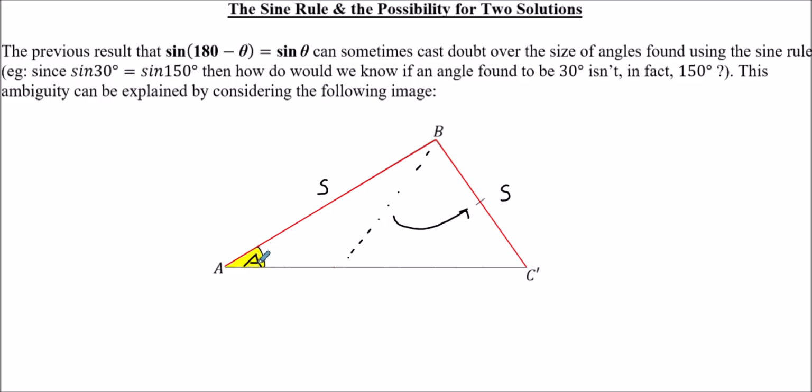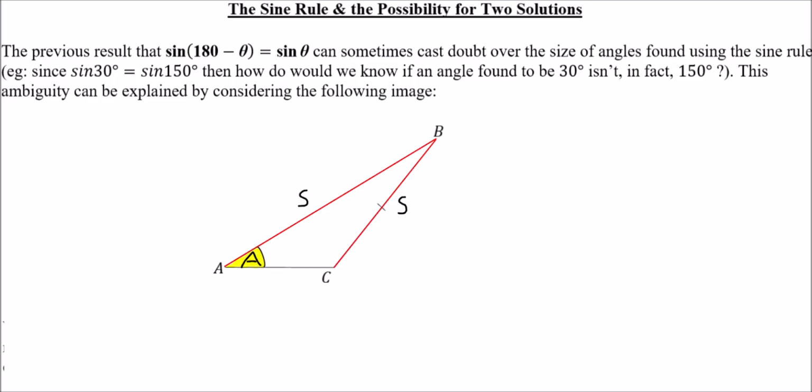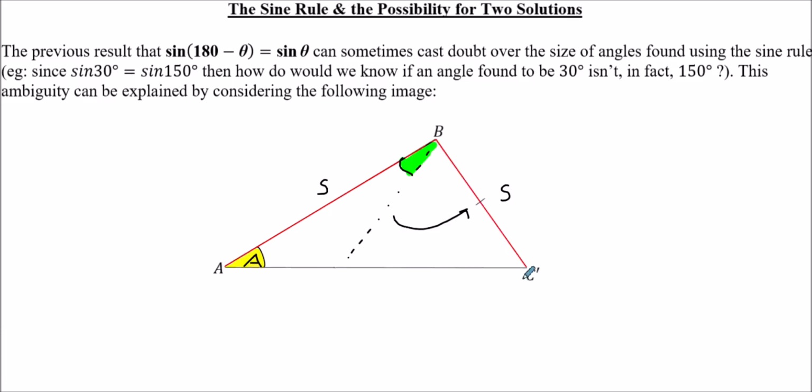So for example, it could be a question where you're told this angle A, you're told these two sides, and you want to find angle B. If you're wanting to find angle B, how do you know that the angle you're trying to find is this one here, or the bigger one? It might be acute, like this, or it might be obtuse. Same with angle C as well. If you're trying to find angle C, how do you know it's going to be this one here, which is clearly obtuse, or this one here, which is acute?